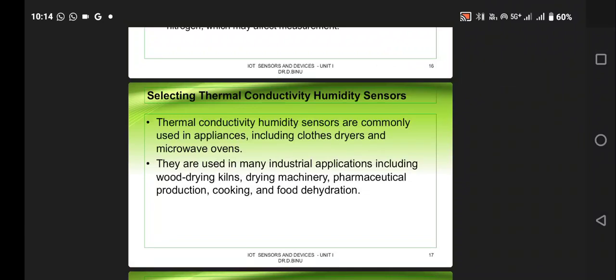How to select a thermal conductivity humidity sensor based upon their applications and the particular appliances or choosing the thermal conductivity humidity sensors.